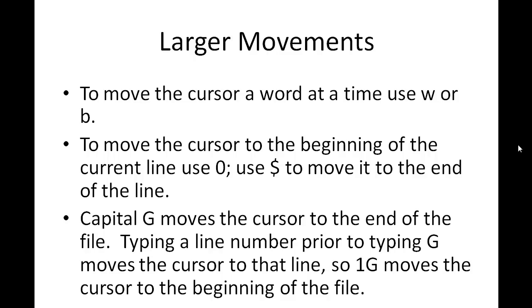Capital G will let you go to any line you want. Capital G by itself will go to the end of the file. But if you put a number in front of that G, like 1G, then it goes to line 1. 14G goes to line 14. Now, you might think, why in the world would I ever want to do that? But when you compile a Java program and you get errors, the error messages tell you what line the error is on. So it's really convenient to be able to go directly to a specific line.